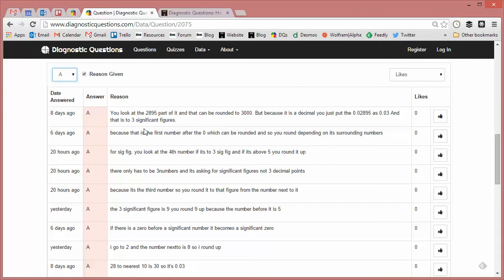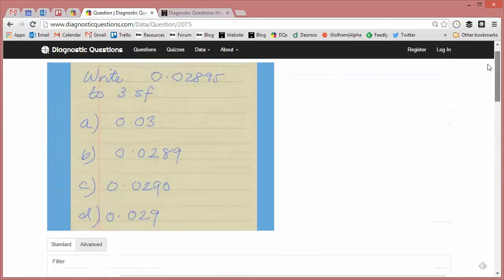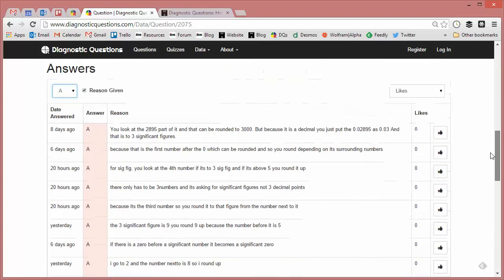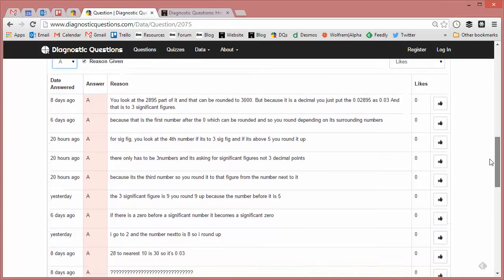Now this is fascinating, look at this. You look at the 2,895 part of it, and that's rounded to 3,000, but because it's a decimal, you add the decimal points in. So a classic misconception's been made there, thinking that you can treat decimals with significant figures just like other numbers, integer values. I also particularly like this one here.